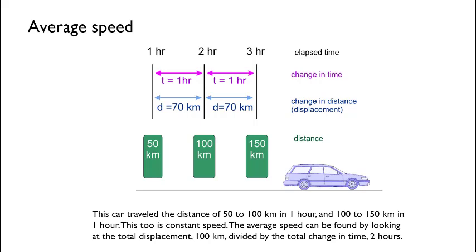150 kilometers minus 50 kilometers is 100. In order to do this, the elapsed time that it takes is 1 hour to get to the 100-kilometer mark and 2 hours to get to the 150-kilometer mark. So again, what we're looking at here is constant speed. The average speed can be found by looking at the total displacement, which is 100 kilometers, divided by the total change in time, which is the difference between 3 hours and 1 hour, meaning that we traveled 2 hours. That leaves us with a total of 50 kilometers per hour.